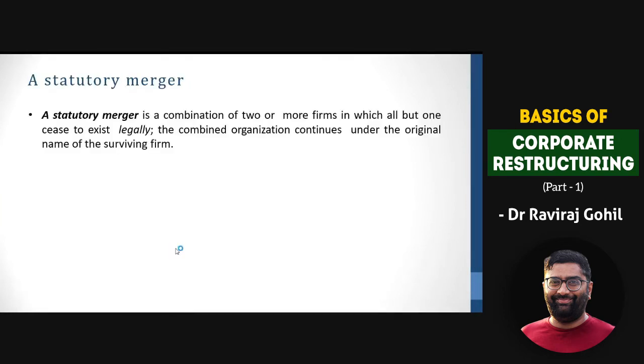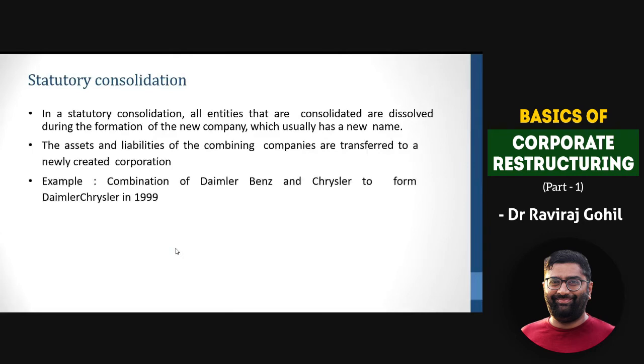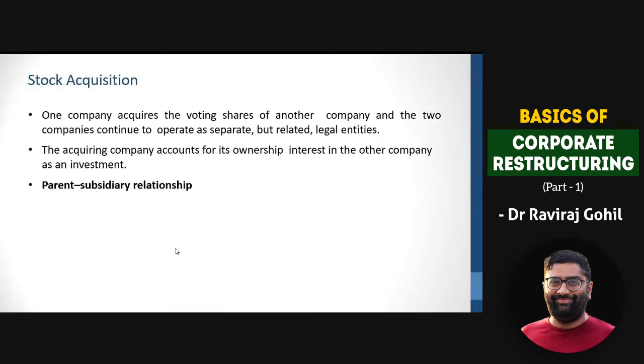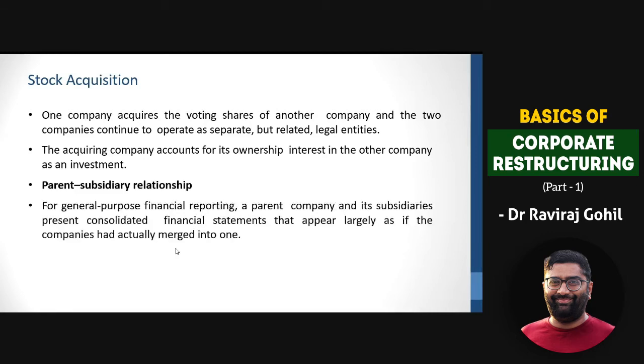So both of them after acquisition also remain separate legal entities, but the controlling stake of B shifts to A, right? So this is an easier way to go for a company rather than going for a merger and acquisition, because that involves a legal process, whereas stock acquisition is relatively easy and straightforward. So this is basically a parent-subsidiary relationship. For general purposes of financial reporting, a parent company and its subsidiaries present consolidated financial statements that appear largely as if the companies had actually merged into one.